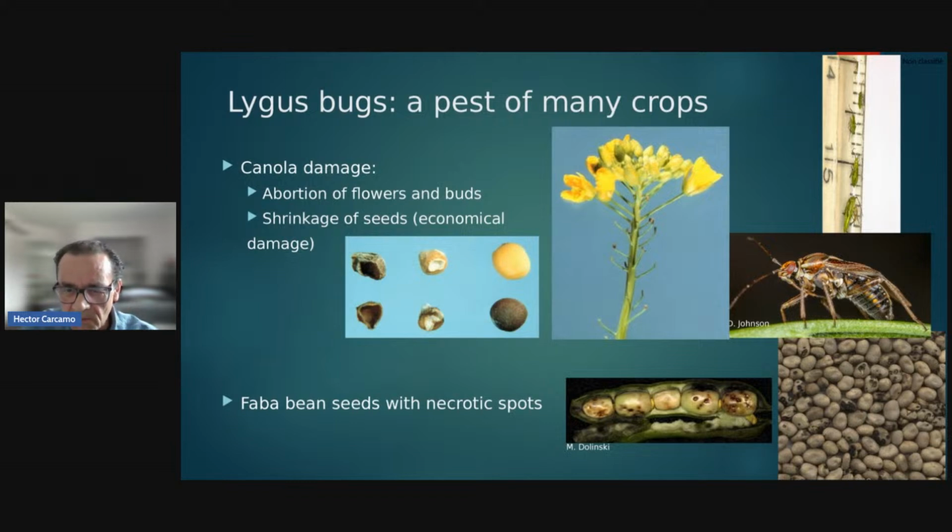And then you can see the mouth parts of Lygus bugs. They're like a straw, and they love to use that straw-like proboscis, the mouth part, to insert it into the soft tissues of seeds, and then they suck the juice out, and then the poor canola seeds become very shrunk. And like I said before, Lygus bugs love to eat almost everything.